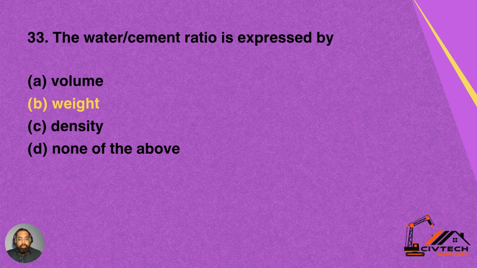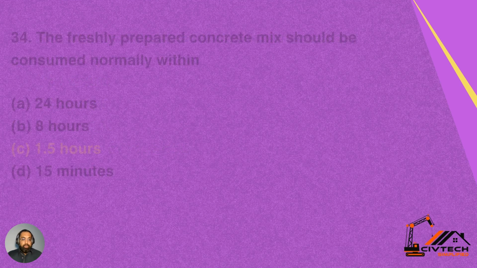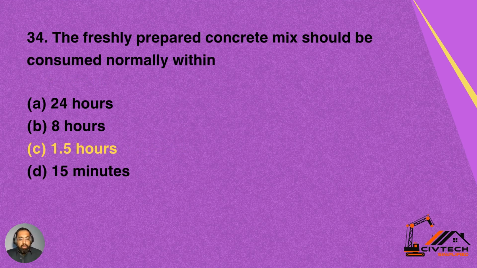Question number 33. The water cement ratio is expressed by: A volume, B weight, C density, D none of the above. The water cement ratio is expressed in terms of weight. Option B is the correct answer for this question.